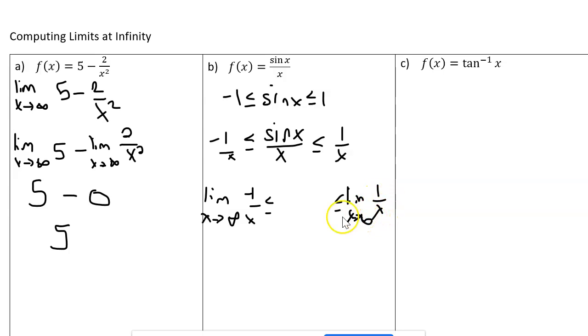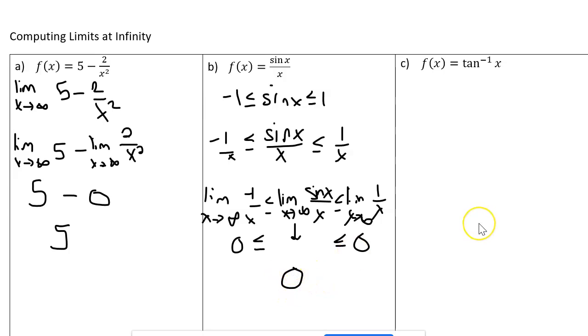And so rational functions, we should be familiar with the basic rational function 1 over x as well as 1 over x squared. And we know that the limit as x approaches infinity of 1 over x is 0, even when you make it negative with a constant. So basically, by squeeze, we know that the limit as x approaches infinity of sine x over x is 0.